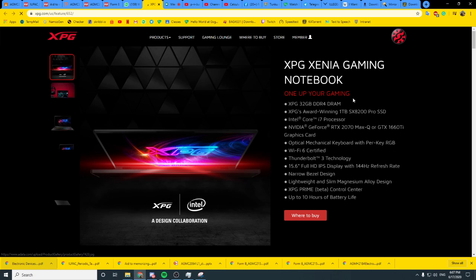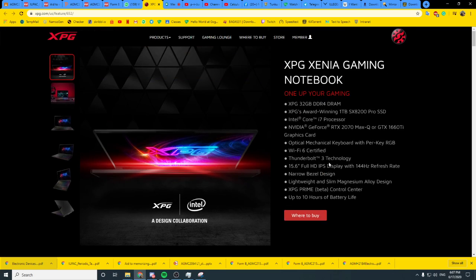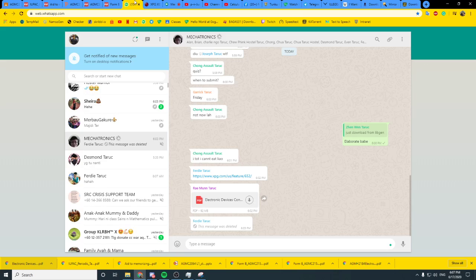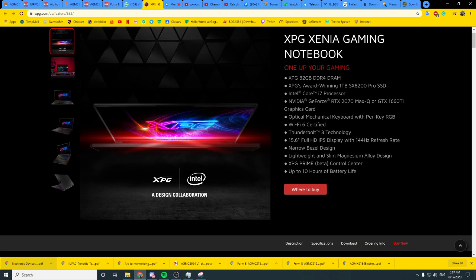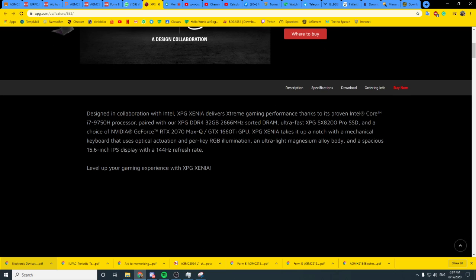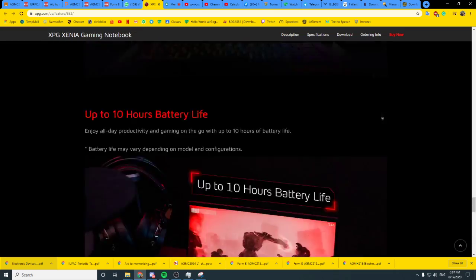Xenia Gaming Notebook. Hey, buy the Boston Robotics robot. Only 75k USD what? Yeah lah, you can buy 2 Tesla only mah. Walao eh. What the hell? What brand is this?